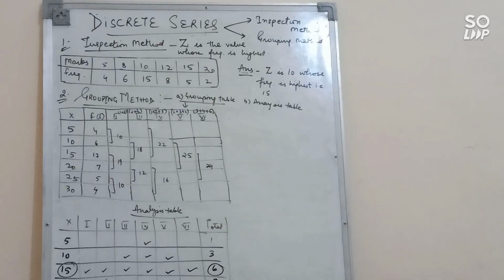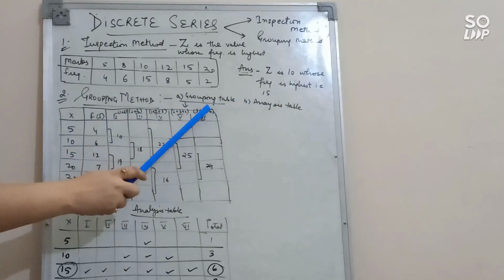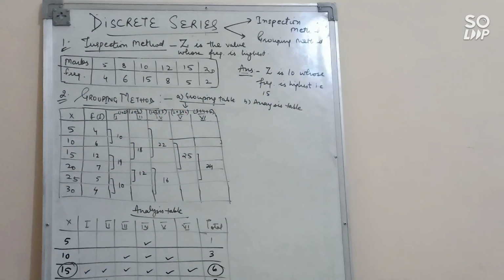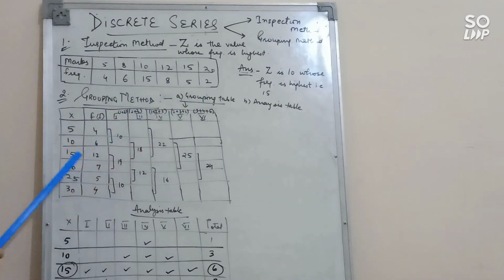But you will not get this method. You will get the grouping method, your second method. 99% chances are that you will get the grouping method, and it is a very important method. Under this method we will make two tables: one is the grouping table and second is the analysis table. Let's start with the first table, the grouping table. I have taken one example: 5, 10, 15, 20, 25 and 30. Frequency is given as 4, 6, 12, 7, 5 and 4.